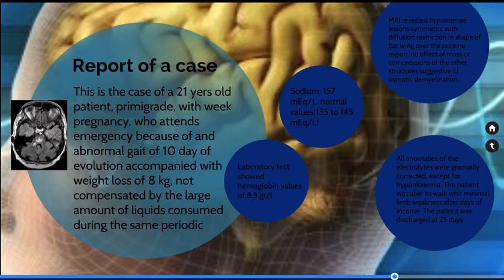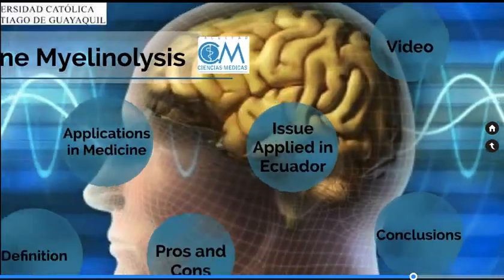MRI: a relative hyperintense lesion, symptomatic, with diffusion restriction in the shape of a bow over the pontine region, with no mass effect or compression of other structures, suggestive of osmotic demyelination. The electrolytes were gradually corrected except for hypokalemia. The patient was able to walk with minimal limb weakness after the day of admission. The patient was discharged at 25 days.